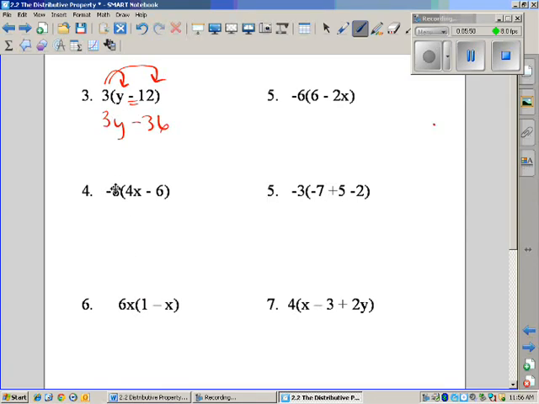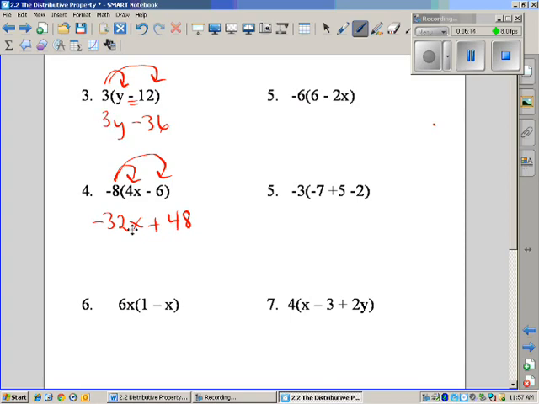Moving on to number 4, negative 32x. And here we have a negative 8 times a negative 6. We get a positive 48. So the sign on the outside getting distributed is important, and the sign on the inside of the parentheses is equally as important.